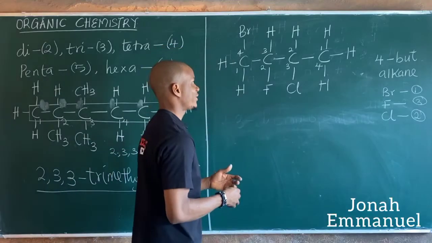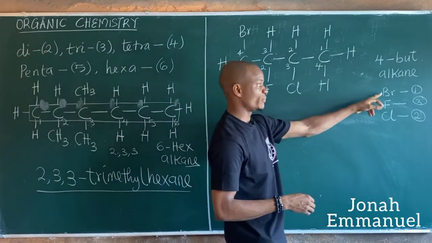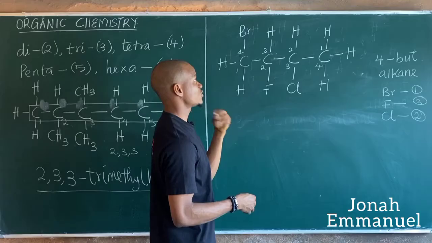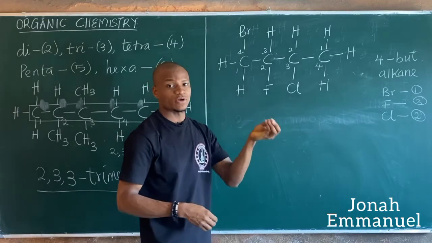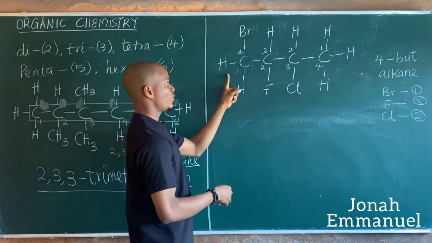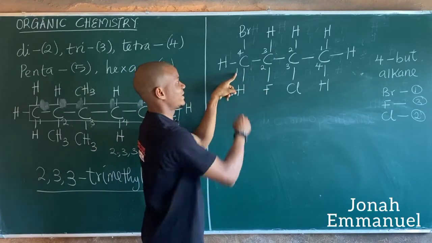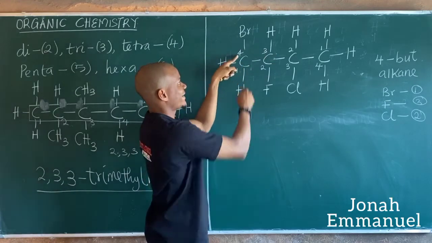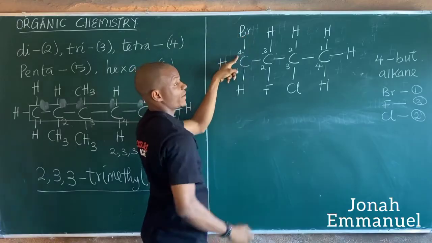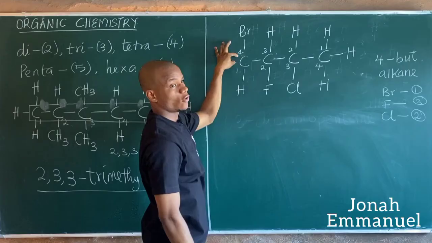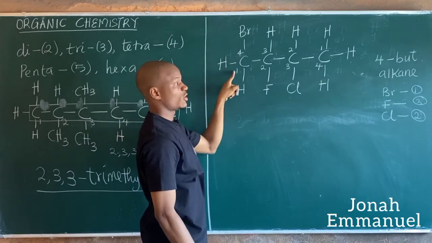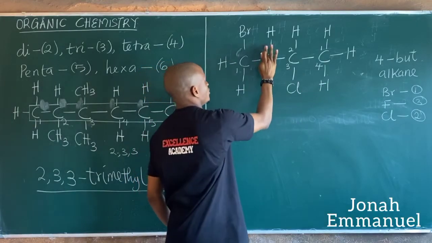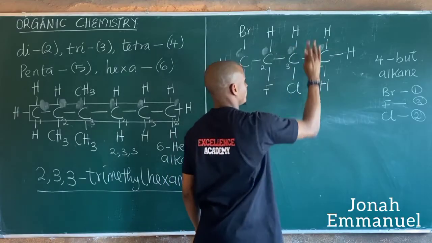At this point, I'll choose the numbering that favors bromine first, since I'm going with alphabetical order. Which of these numberings gives bromine the least possible number? If I go with lower numbering, I can see 1 attached to the carbon bearing bromine. If I go with upper numbering, I can see 4 attached to the carbon bearing bromine. Between 1 and 4, the least number is 1. So I'll go with the lower numbering. Hence, I will eliminate the upper numbering. So this one is off.